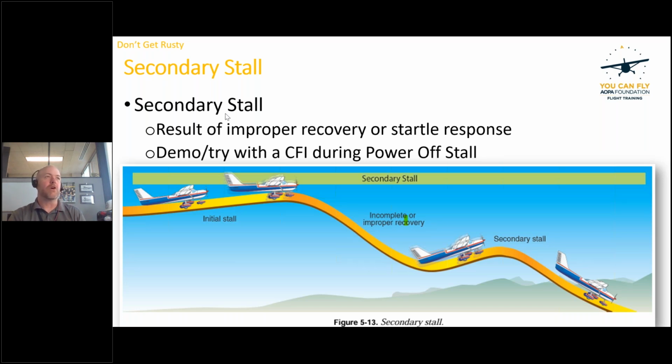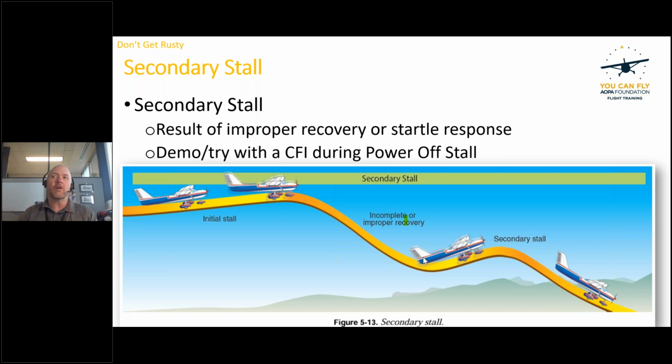Or enough energy. So a secondary stall is basically when you improperly recover, or maybe you have a startle response to a stall that you've just done. Let's say you're practicing, or a stall happens because you got distracted. So you stall, and as the nose is coming down, you get a little worried and pull back, maybe a little too aggressively, and you go beyond the critical angle of attack again, and it'll stall again.